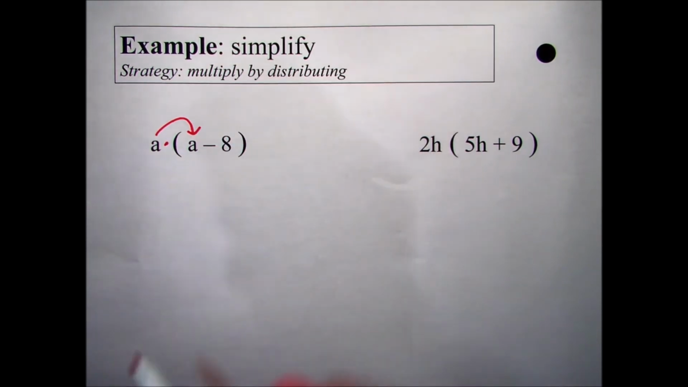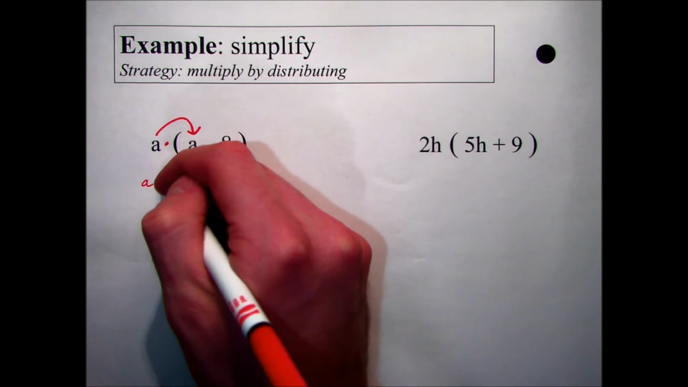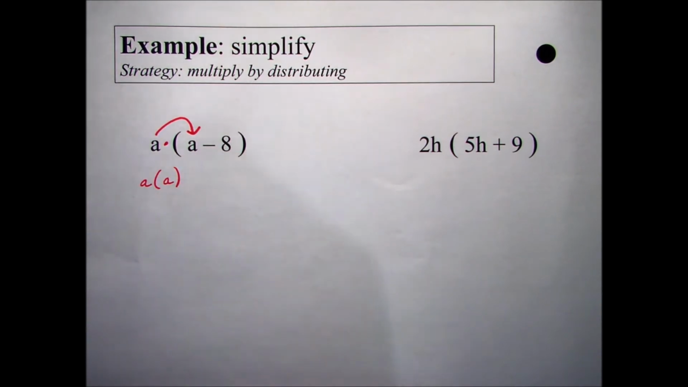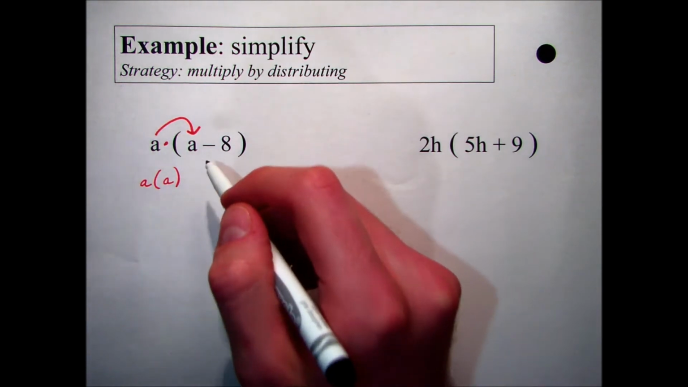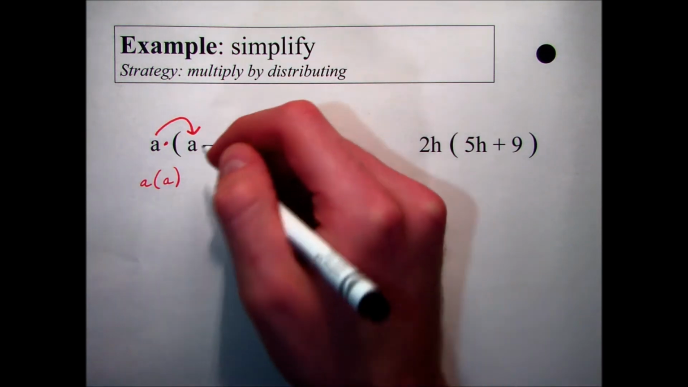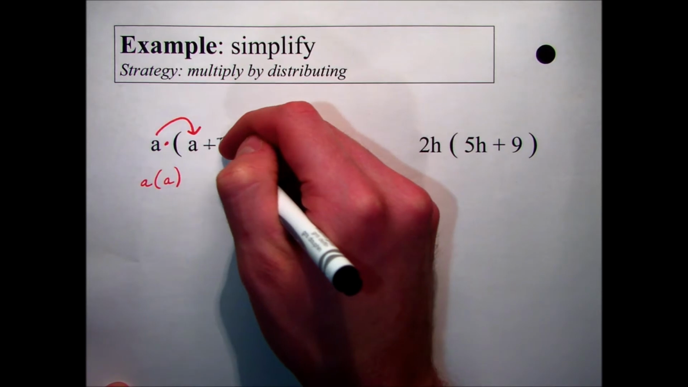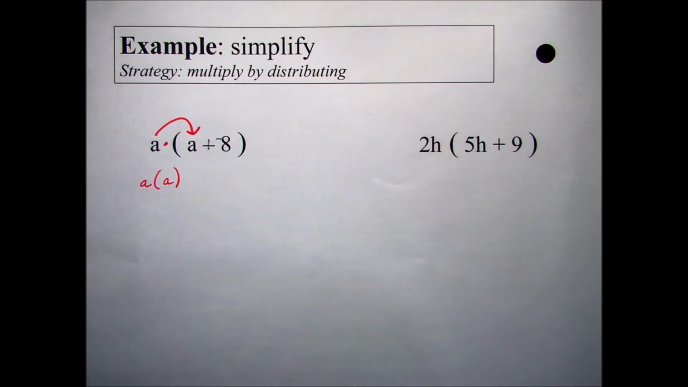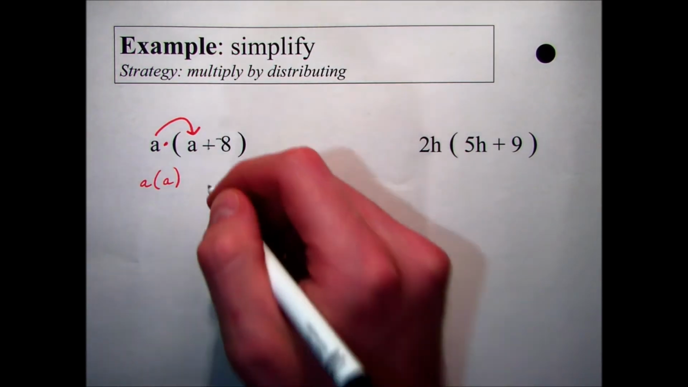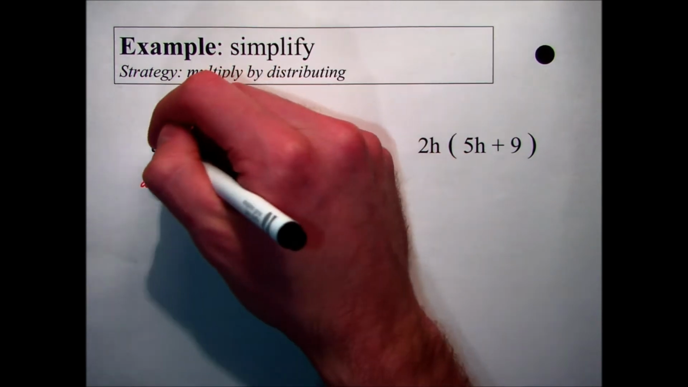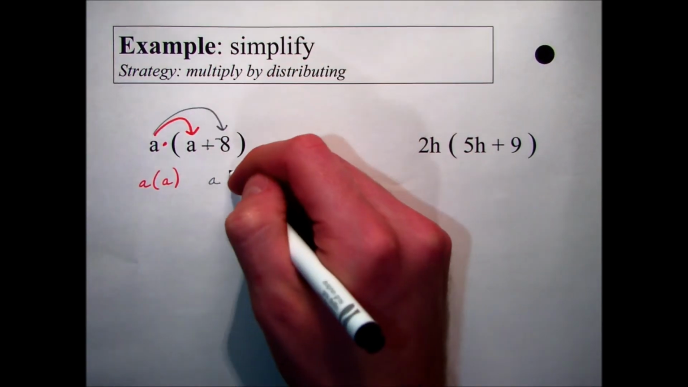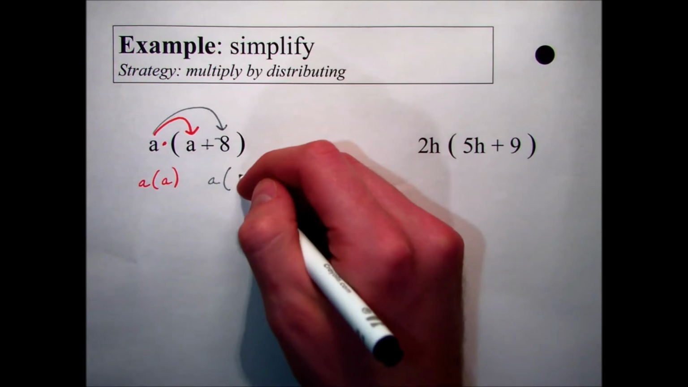Since we're distributing, we have to distribute the a on the outside. We're going to multiply a times a, and the other term is a negative 8. If it helps you, you can write it like that to help you see the negative 8 better. And we're going to end up multiplying the a on the outside times negative 8.